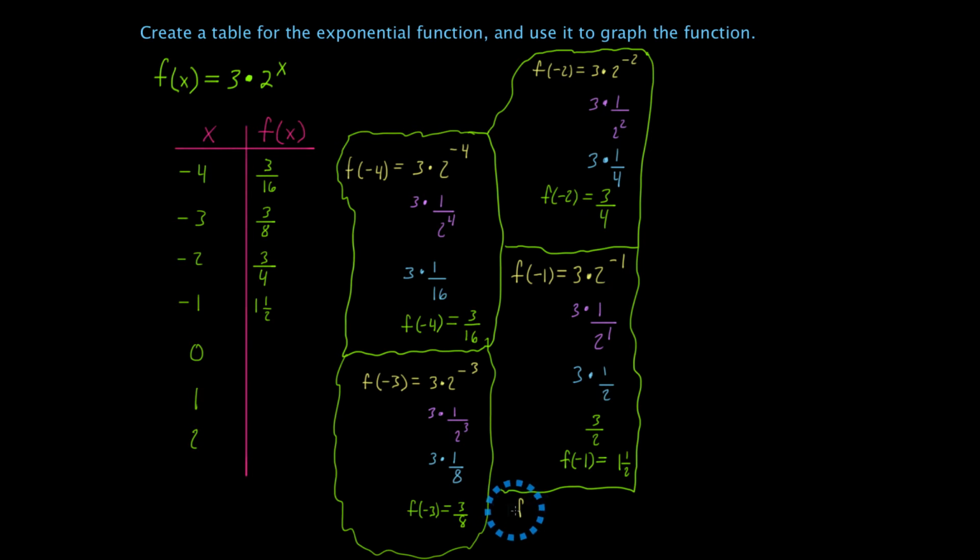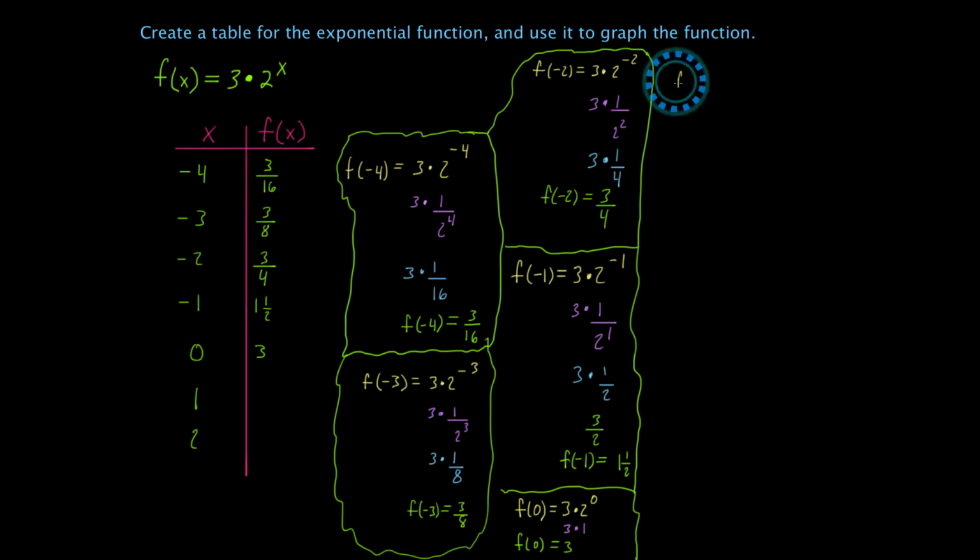All right, so now we have f of 0. F of 0 is equal to 3 times 2 to the 0th power. Well, anything to the power of 0 is equal to 1. So simply 3 times 1. So f of 0 is equal to 3. So when x is 0, f of x is 3. And let's box that up.